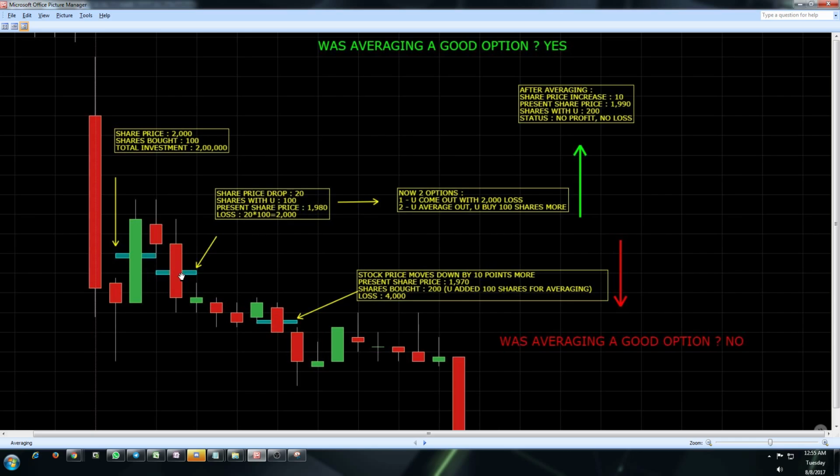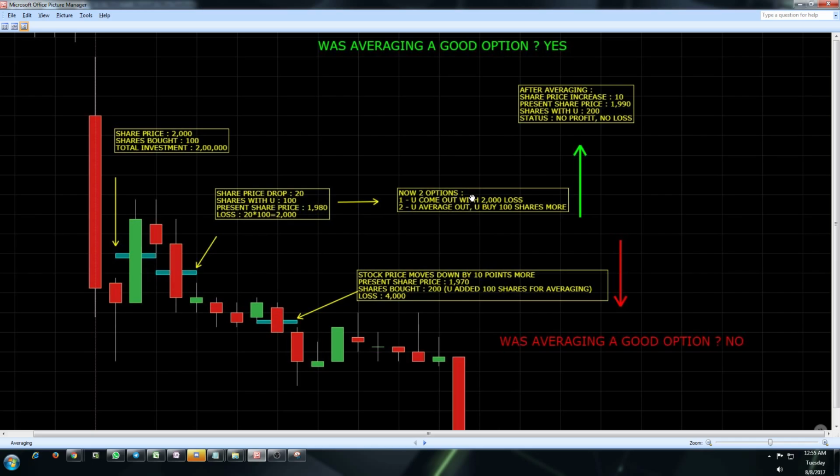So averaging is all about this, guys. If you are thinking that a stock will go up, and you bought n number of shares, but the stock came down, then in order to average out, you will again buy some more stocks. That is the whole fundamental of averaging. It's simple mathematics, right? So these are the two options that we have right now.